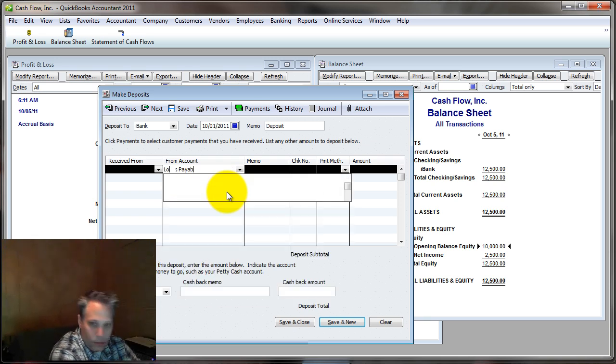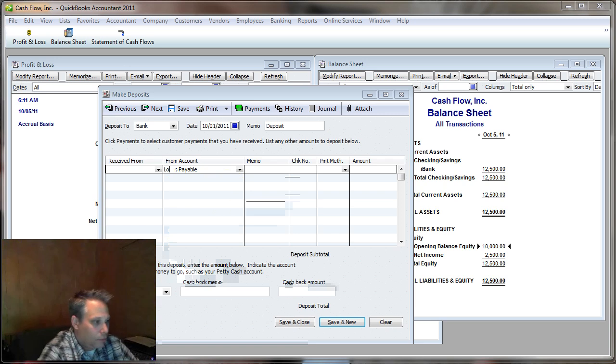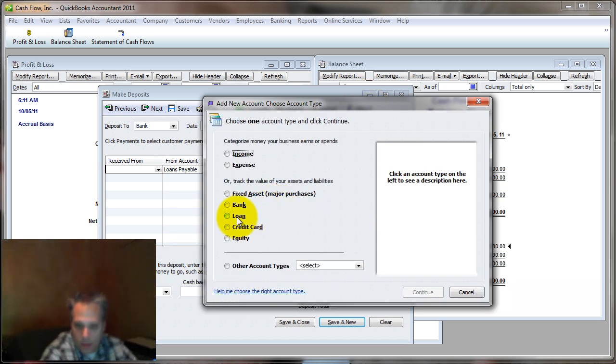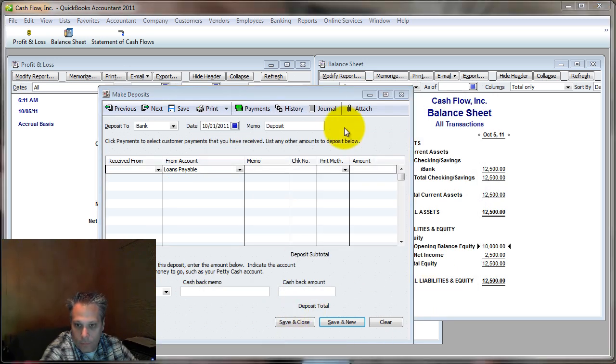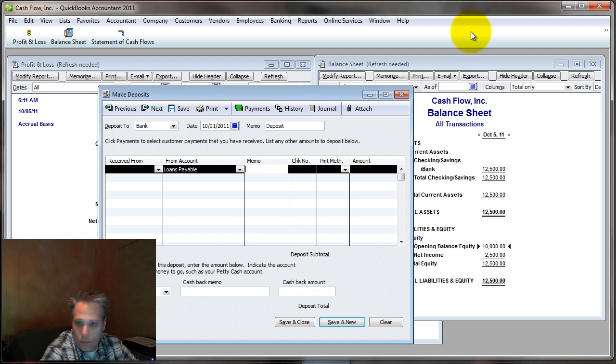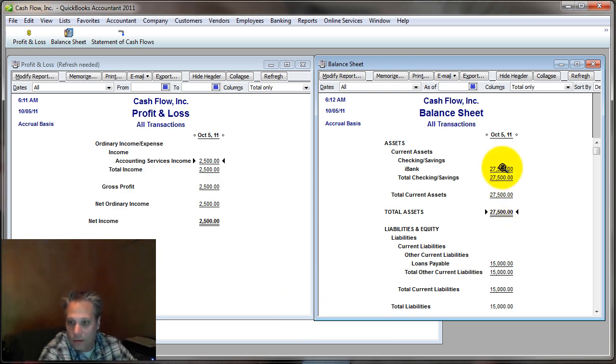Loans payable. We'll just call it something good and generic like that. Save that, and let's say $15,000. So the bank just loaned us $15,000. Now I have more money in the bank. I have my loans payable.